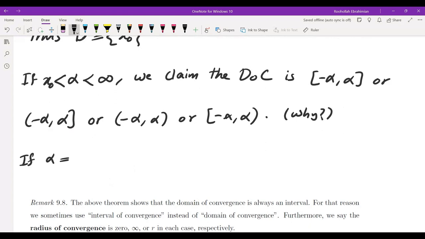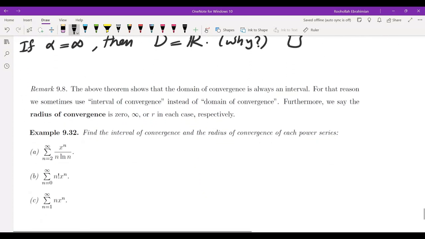And if alpha is equal to infinity, then the domain is the entire real line. So again, similar argument using the previous theorem. But I won't write down the details of this. Okay, so the above theorem shows that the domain of convergence is always an interval. It could be one point, which is just the closed interval from x naught to x naught. Or it could be the entire real line, or it could be one of those four intervals. Which is why when you learned about series in single variable calculus, you often talked about interval of convergence instead of domain of convergence.